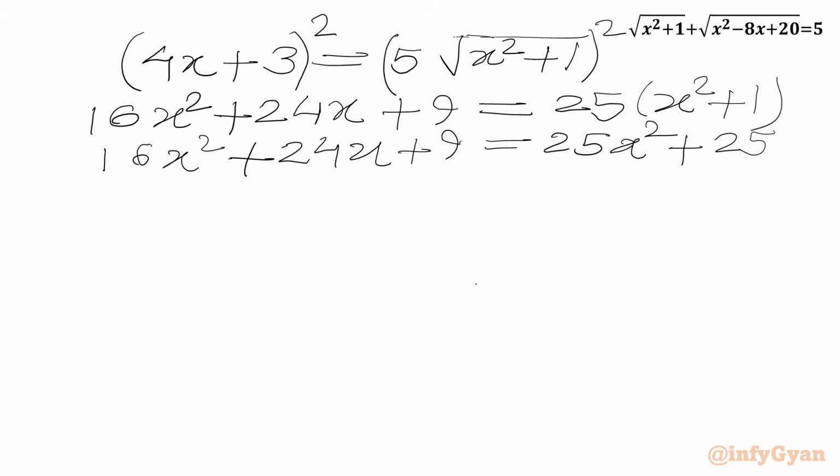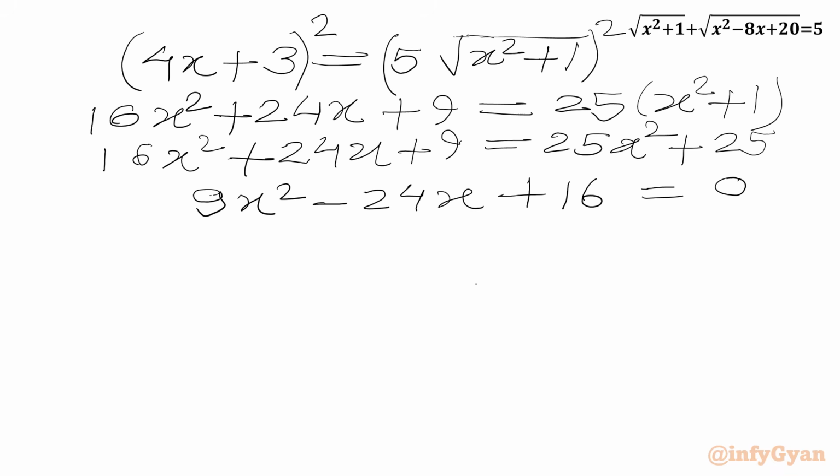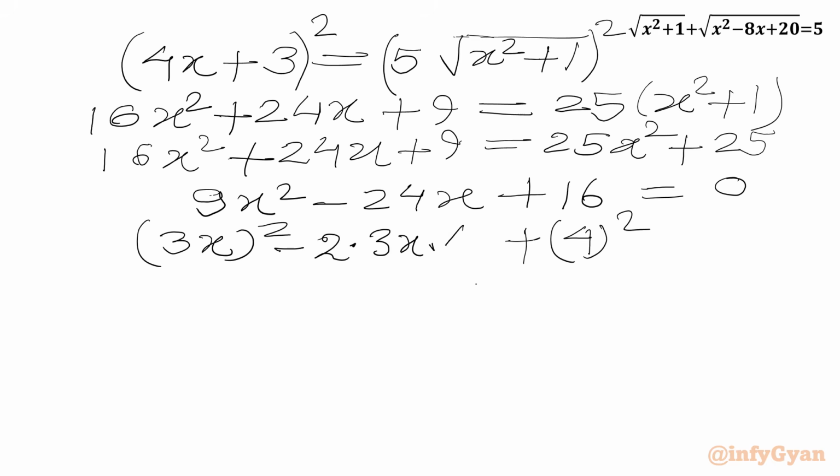Now we'll take all the terms to RHS. 25x square minus 16x square, 9x square. Then we have minus 24x. Then we can write 25 minus 9, which is plus 16, equal to 0. Now 9x square can be written as 3x whole square. 16 can be written as 4 whole square. Then minus 24x will be 2 times 3x times 4, and RHS is 0.